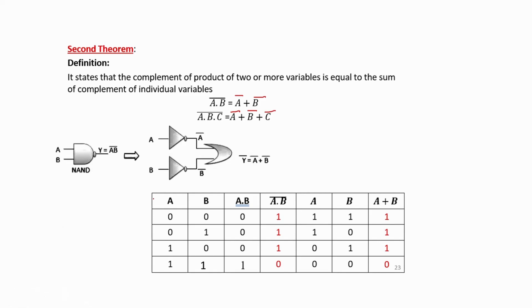This is A bar, and next is B bar. Finding what is A bar and B bar, and finally what is A bar plus B bar. So A into B the whole bar answer is the same as A bar plus B bar, hence proved.